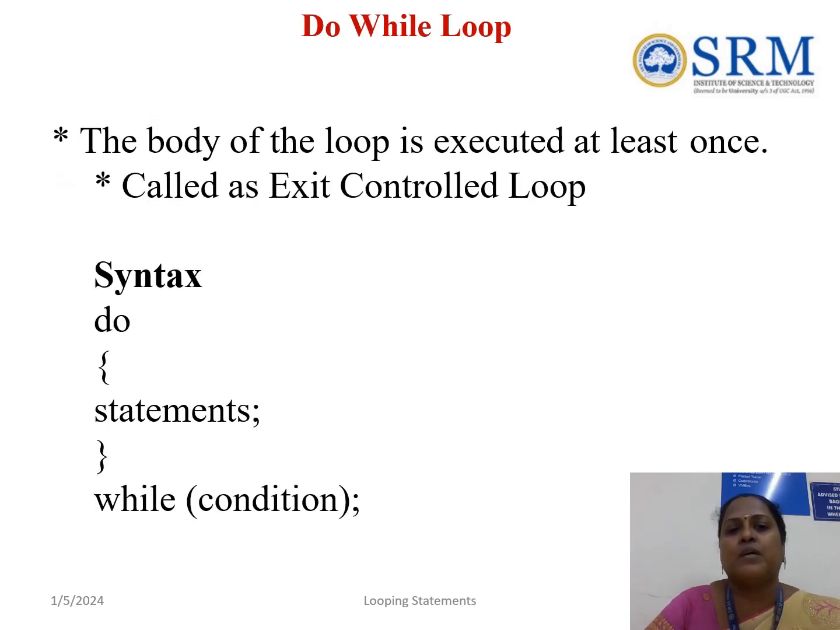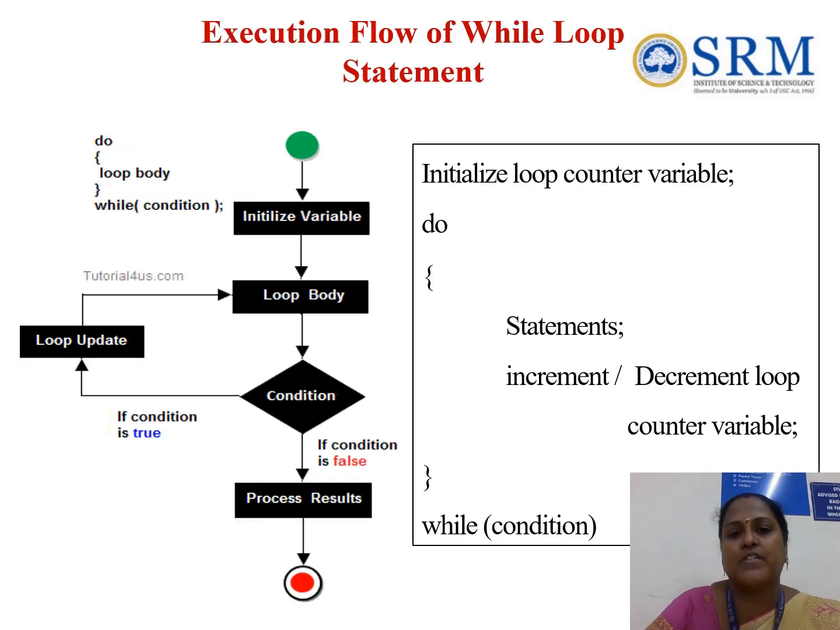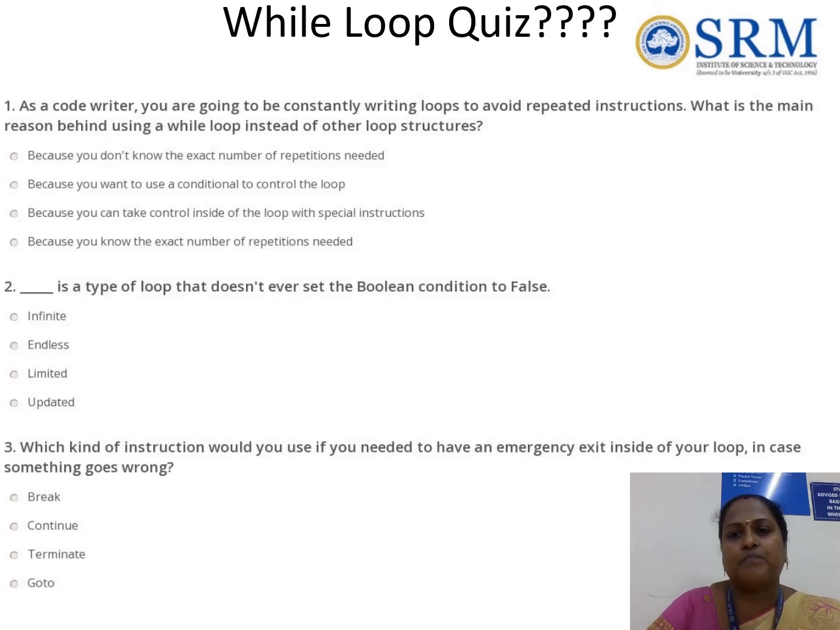Next, the do while loop. The body of the loop is executed at least once. This is called an exit controlled loop. The syntax to apply this do while loop is do, statement, followed by the condition. So even when the condition is false, this set of statements is executed at least once. The execution flow of a do while statement is: first it initializes, then it comes into the body and the execution happens. After executing the statement block, the condition is checked. So in a do while loop, even if the condition is false, the execution happens at least once.